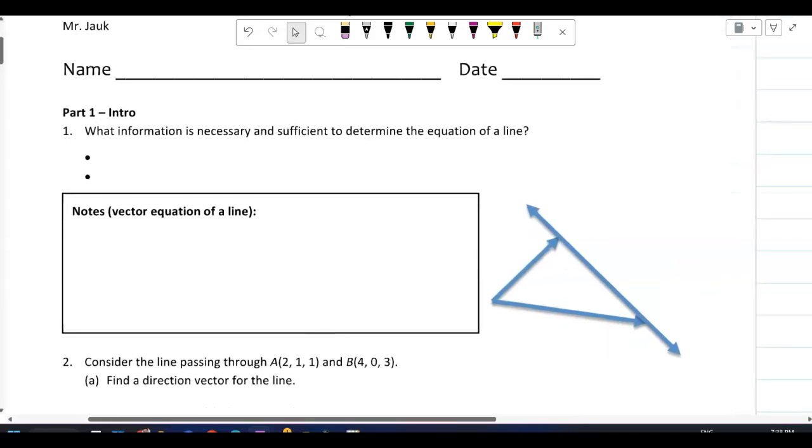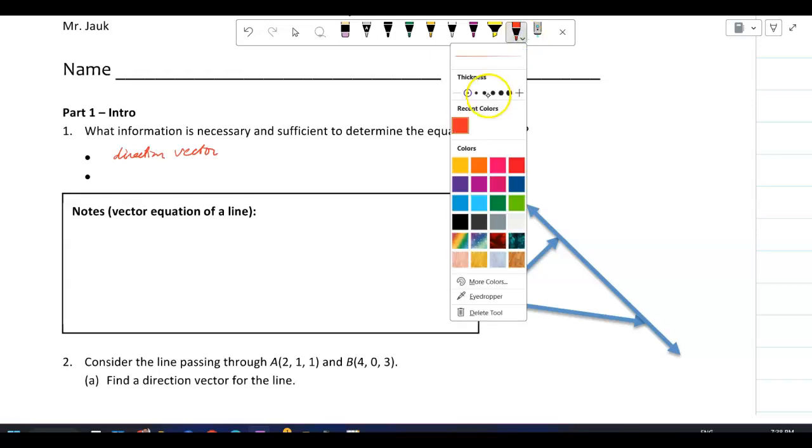Okay. What information is necessary and sufficient to determine the equation of a line? Basically you need two things. Suppose you want to find the equation of a line in 2-dimensional, what are the things you need? The slope, the y-intercept. Perfect. So here you need a direction vector, which is OB minus OA. Your direction vector will behave like a slope. Think like that.